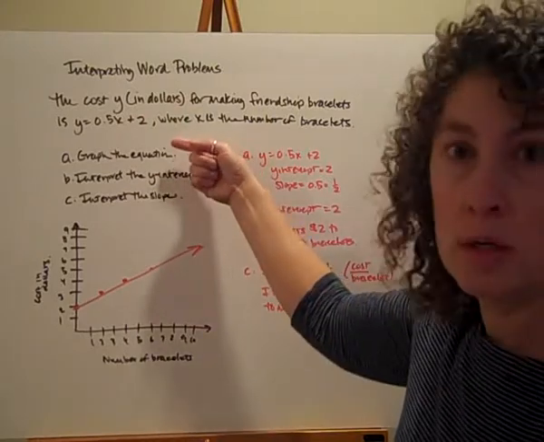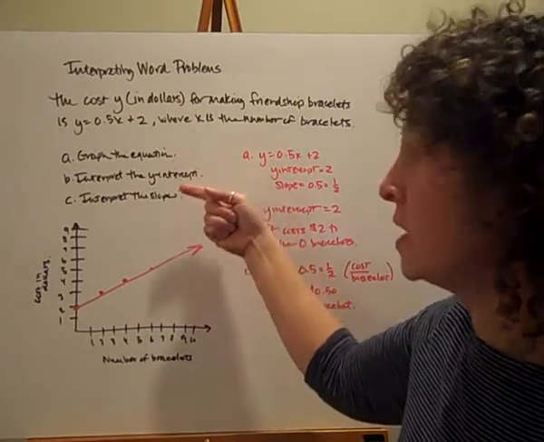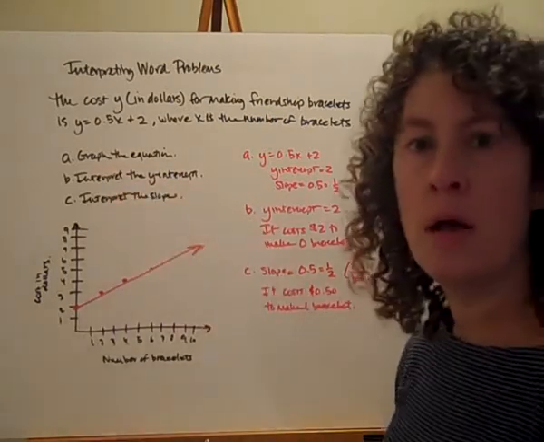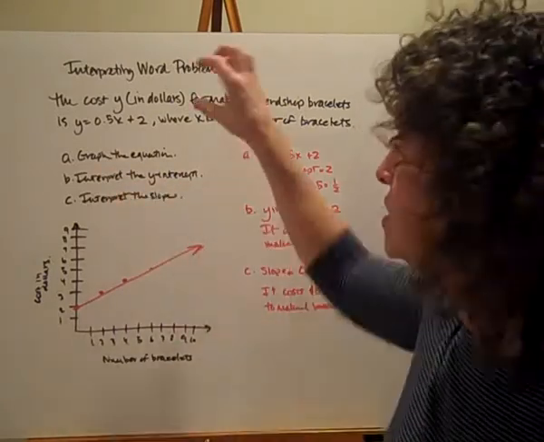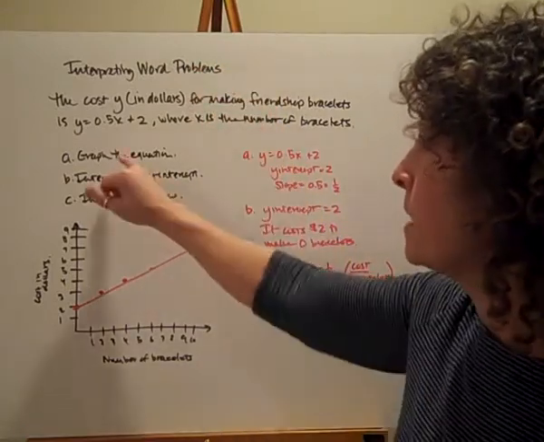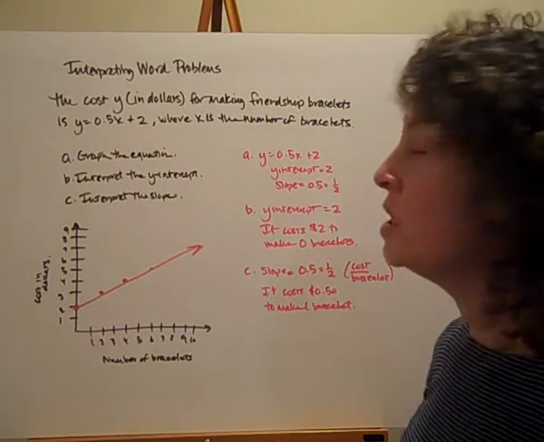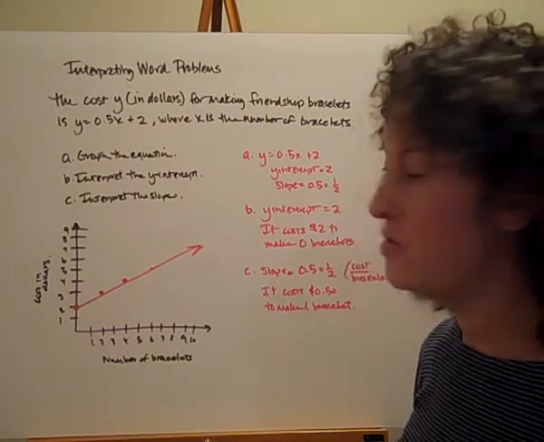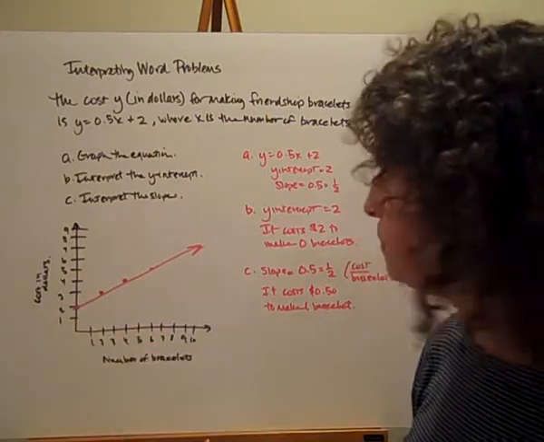We're going to graph the equation. We're going to interpret the y-intercept, and then we're going to interpret the slope. So again, remember, interpreting means we're going to tell what that number represents as far as the story goes. So we need to talk about our friendship bracelets. So first I'm going to graph the equation. I only need the first quadrant since when we talk about dollars and bracelets, I'm going to have positive numbers. So I've only shown the first quadrant here.